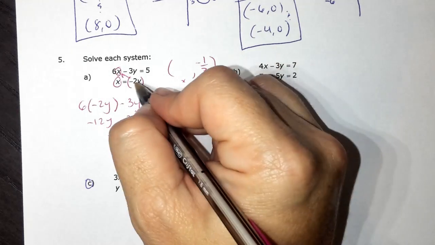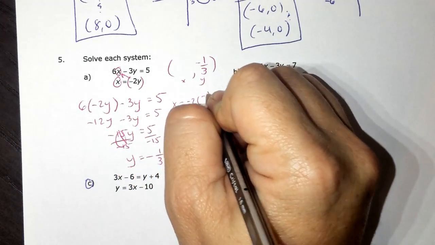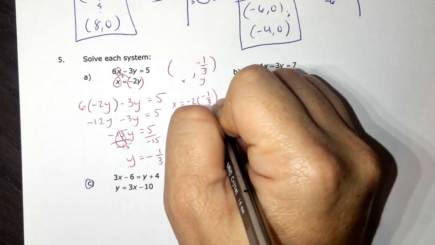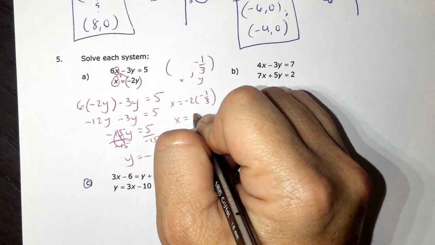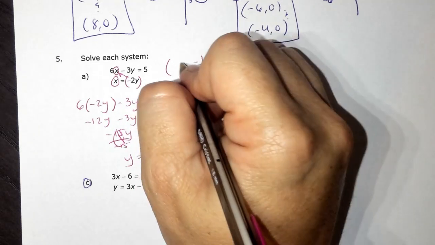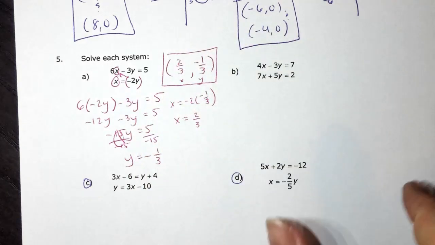Well, I'm going to plug it into my substitute. So x equals negative 2 times y, which is negative 1/3. And I know 2 negatives equals a positive, and this becomes 2/3. So there's my answer for A.